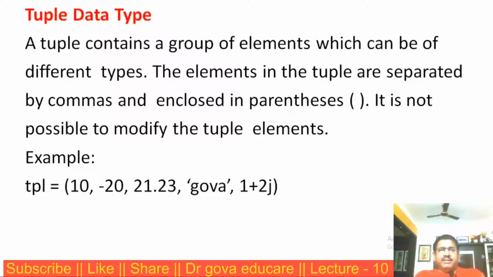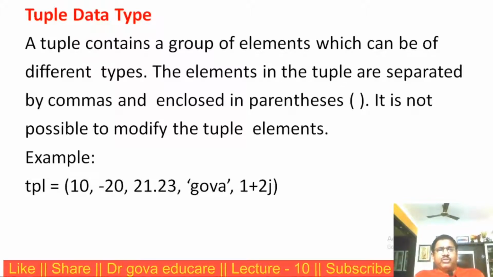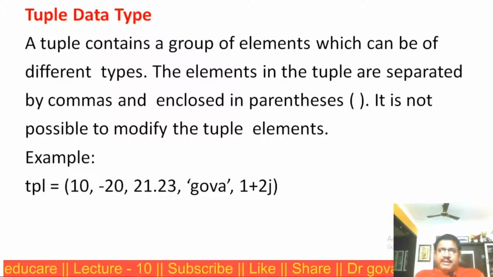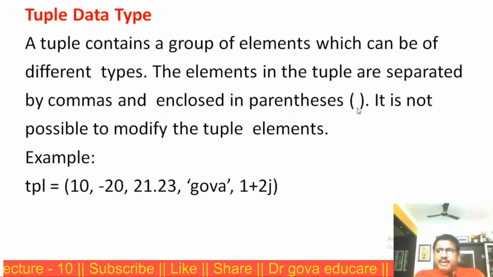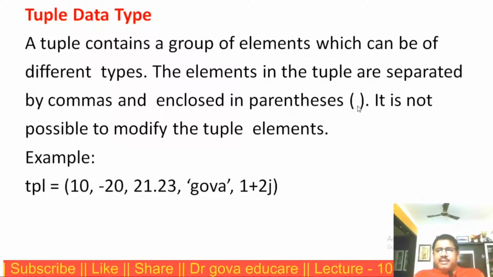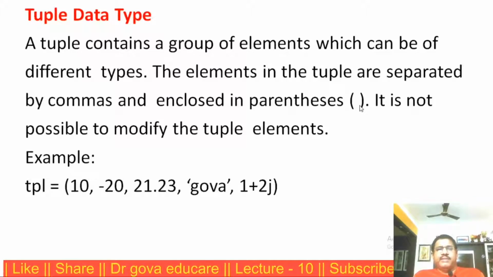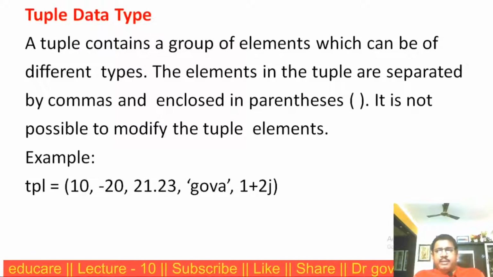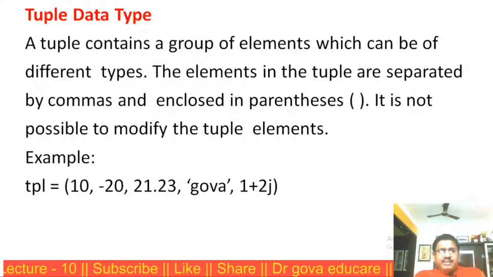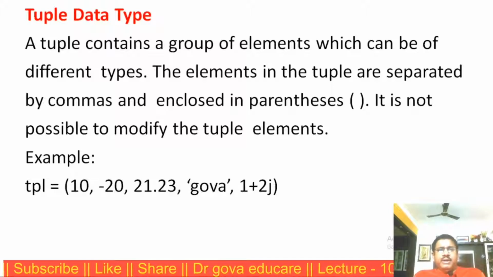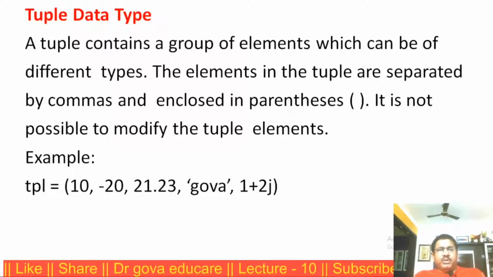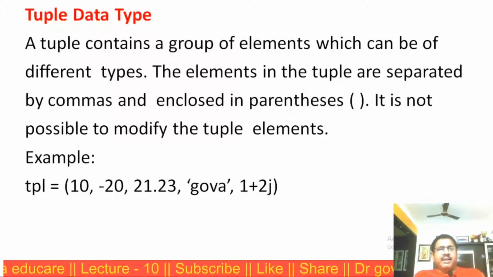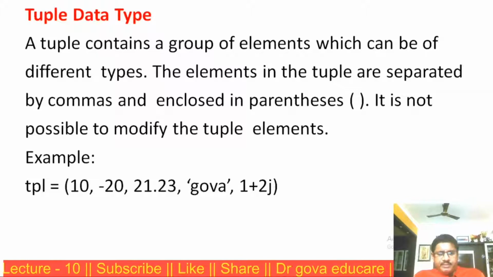Whereas in a list all the elements are inserted in square brackets, in a tuple we insert the elements within parentheses. All the elements are separated by commas. This is the only difference. In a list we use square brackets. In a tuple we use parentheses. List is mutable, tuple is immutable. Immutable means update and remove methods are not applicable to the tuple data type.